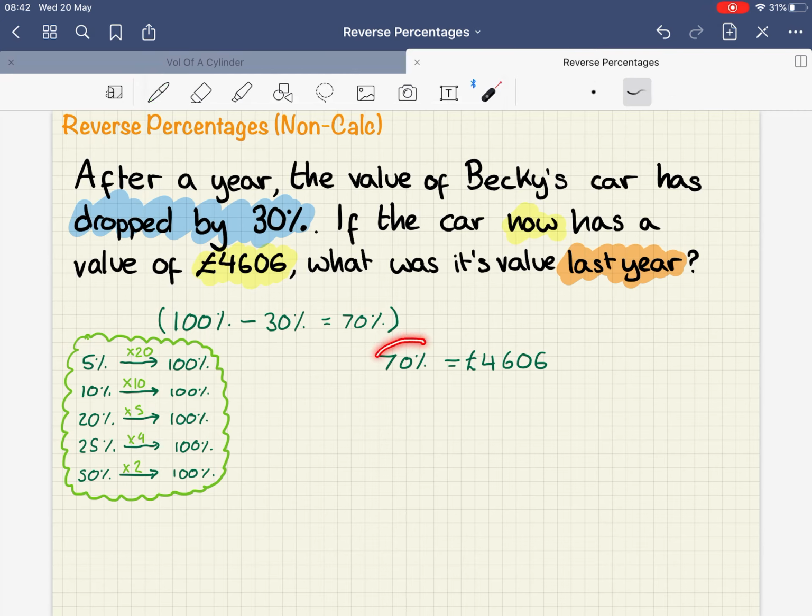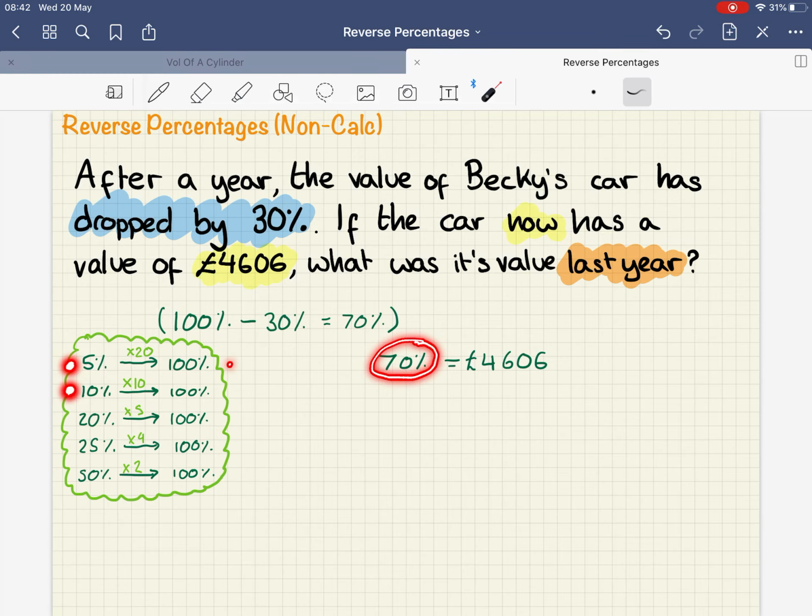So I'm dealing with 70%. And the only 2 I can get to are the 5% or the 10%. I know it's going to be one of these 2 possibly. Because it ends with a 0, it can definitely be divided down to 10%, but it can also be divided down to 5%. So those are my options.